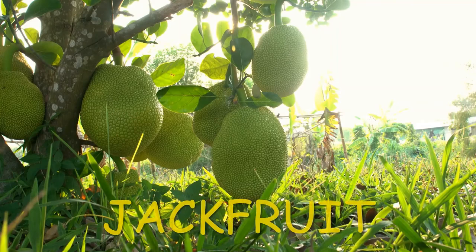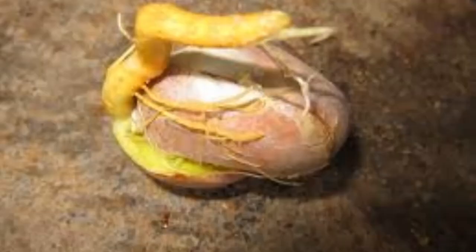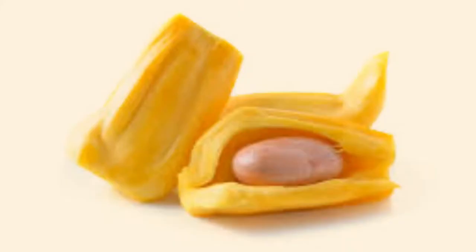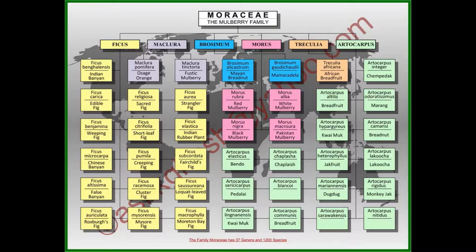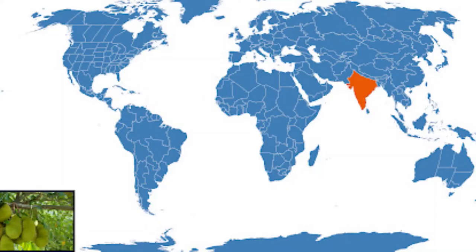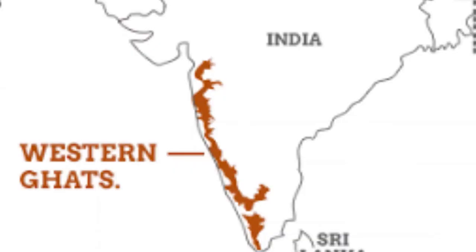Jackfruit. Introduction and history. Jackfruit is a dicotyledonous compound fruit having its scientific name Artocarpus heterophyllus. It is the third largest genus in the Moraceae family. The jackfruit has only one identified center of origin, the Indo-Malayan region, more specifically, originated in the rainforest of the Western Ghats of India, considering it to be the motherland of jackfruit.